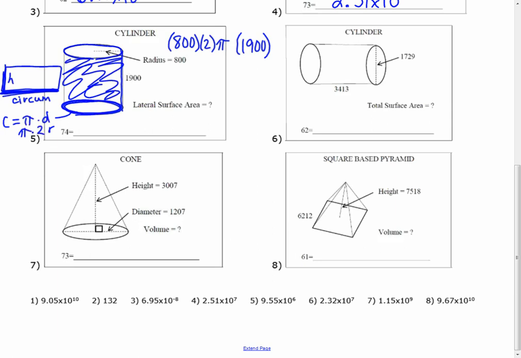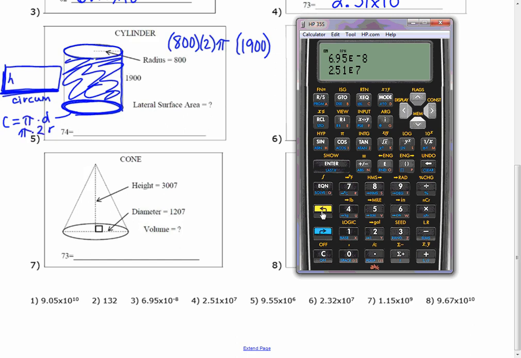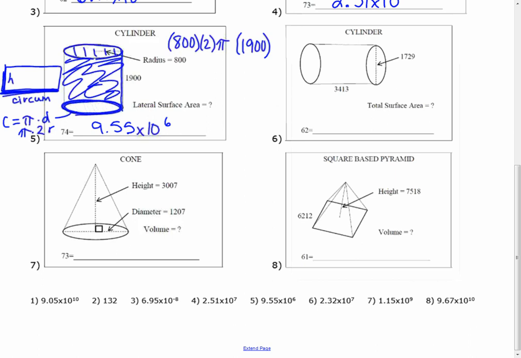So in your calculator, I would start with pi because you never have to press enter with pi. So we can just do yellow pi. And then we need to multiply by those other three numbers. So we can do 800 times 2 times 1900 times. So you get 9.55 times 10 to the 6th. And that is the format I would leave it in. If we wanted the total surface area, we'd have to take that value and add in these two circles on top and bottom. But since they did not ask for that, we're not going to add those back in.